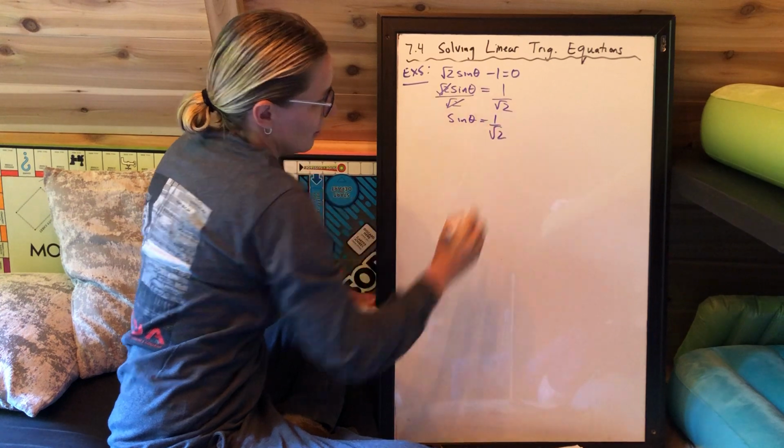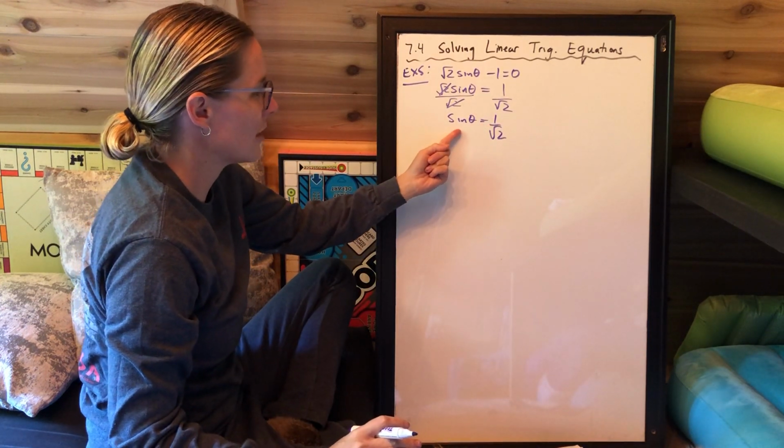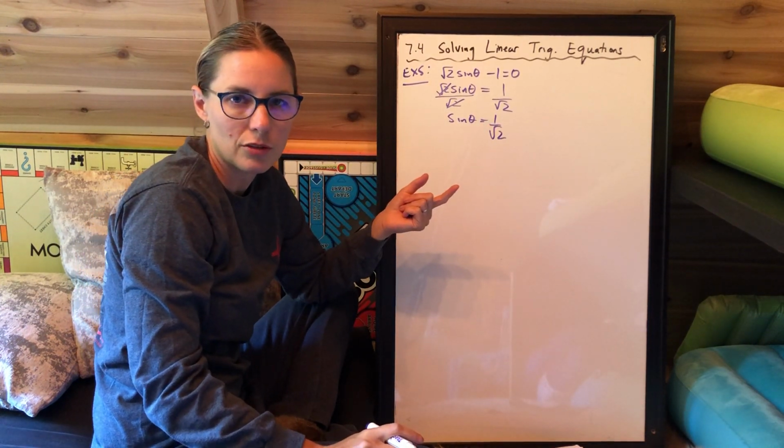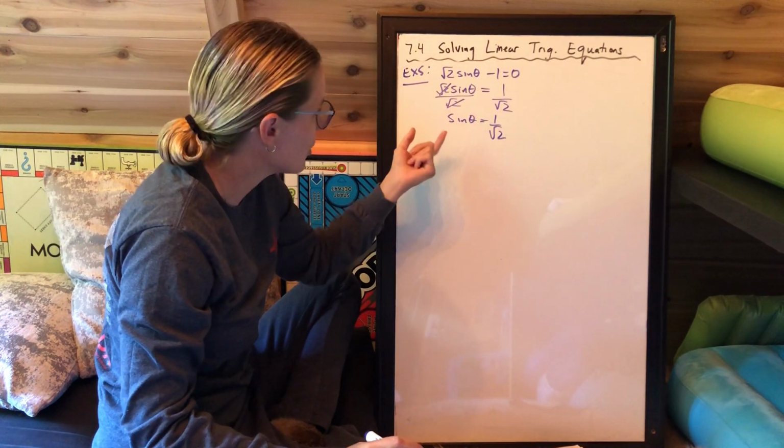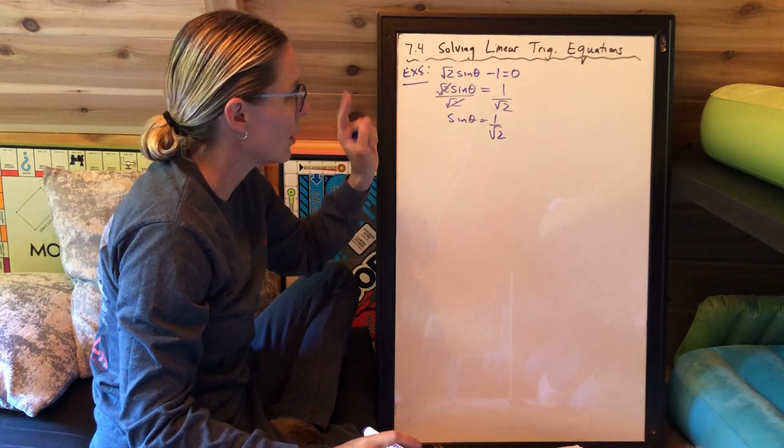So I now have this scenario. Once you have that scenario, you answer them exactly how we answered the other 3. You look at this and say, well, where is sine positive? So-and-so quadrants. Find the related acute angle, find the 2 angles.